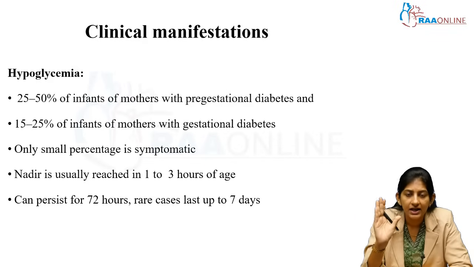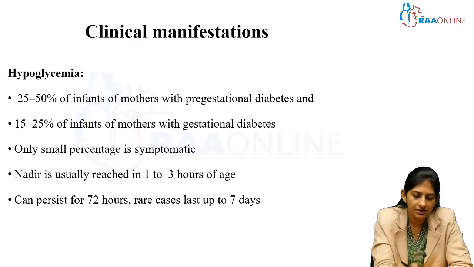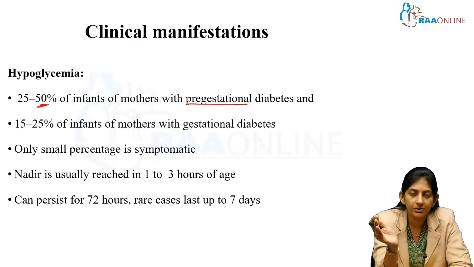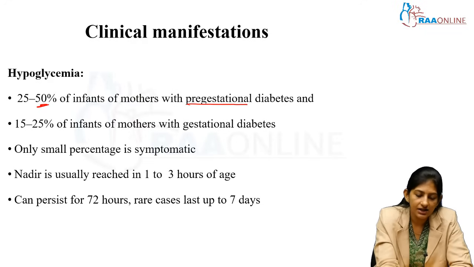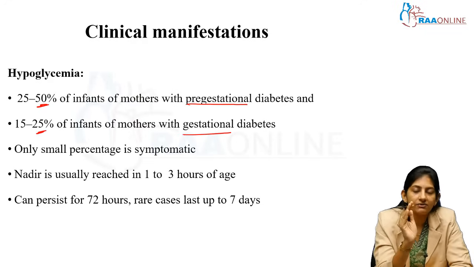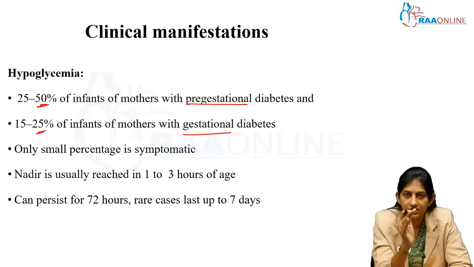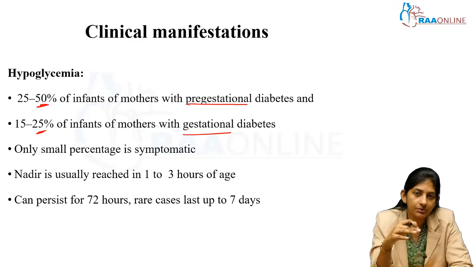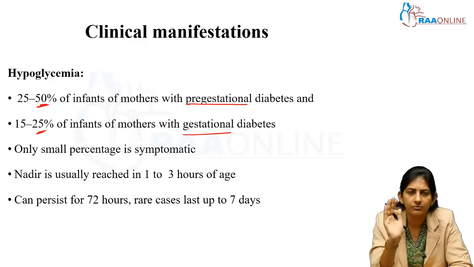Like if the mother had pre-gestational diabetes, around 50% of the infants, so 25 to maximum 50% of the infants will definitely go for hypoglycemia. If it is gestational diabetes, it is 1 in 4, that is 25% of the infants of mothers will have hypoglycemia. Again, all these incidences are important, because sometimes as residents you will find, okay, so many percentages, I am very confused. So put it into practice.